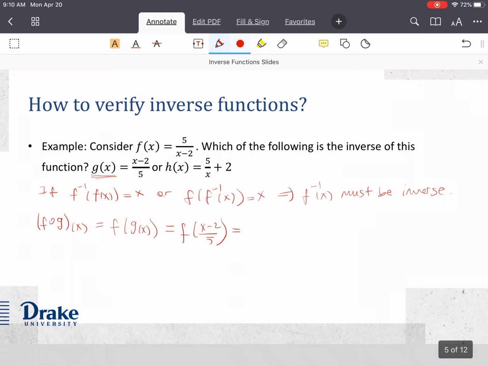And then here what's going to happen is, because I know the rule for f, which is 5 over x plus 2, and this is my input now, instead of x in this f, I'm going to replace x with x minus 2 over 5. So it's going to look like 5 over x minus 2 over 5 plus 2.